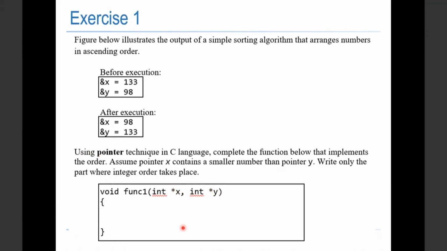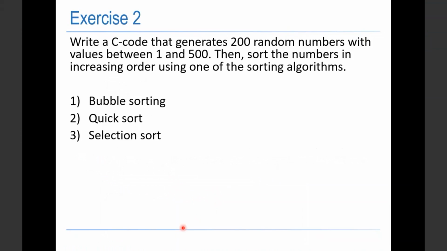If no question, now we move on to the next exercise, which is exercise 2. You are going to write a C code that generates 200 random numbers. Kamu nak generate 200 random numbers with a value between 1 and 500. It dah bagi tahu kat situ. Generate random numbers, but the random numbers are limited to this range only, 1 to 500.